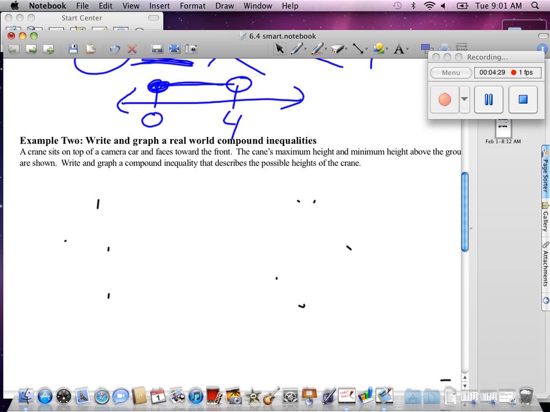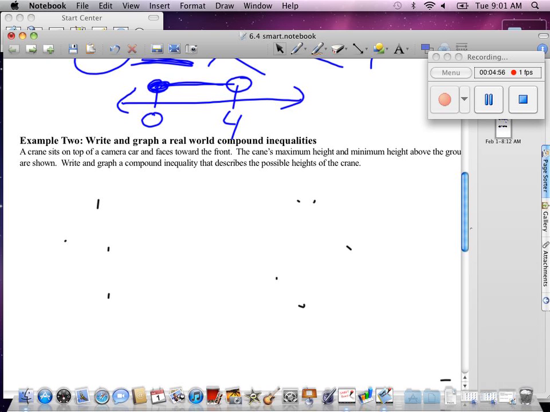Okay, let's look at this more word problem one. This is a lot like stuff on your homework. A crane sits on top of a camera car and faces toward the front. The crane's maximum height and minimum height above the ground are shown. Write and graph a compound inequality that describes the possible height of the crane.